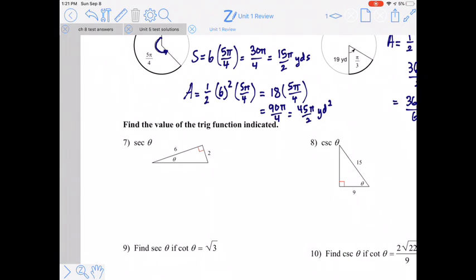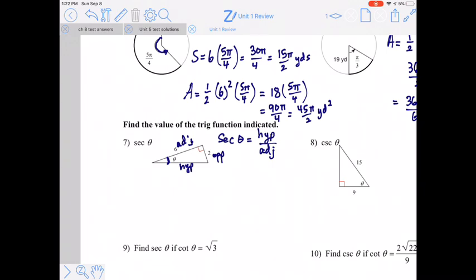For question 7 and 8, we need to find a value of a trig function. So you need to recall the definition of secant. Secant is the reciprocal of cosine. Cosine is adjacent over hypotenuse. So then secant will be hypotenuse over adjacent. And according to where our angle theta is, this is the adjacent side, this is the opposite side, and that's the hypotenuse. So we're missing the hypotenuse.